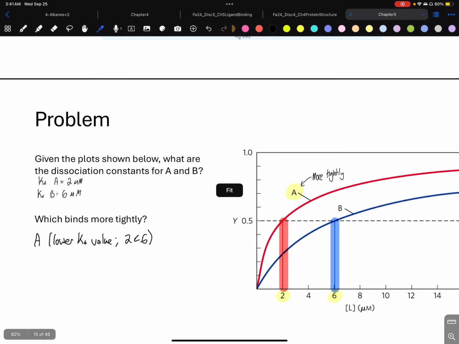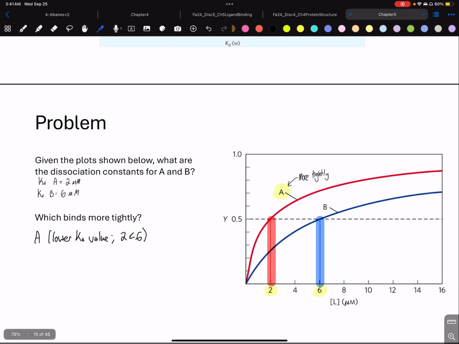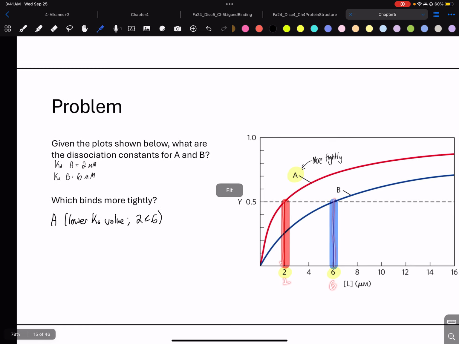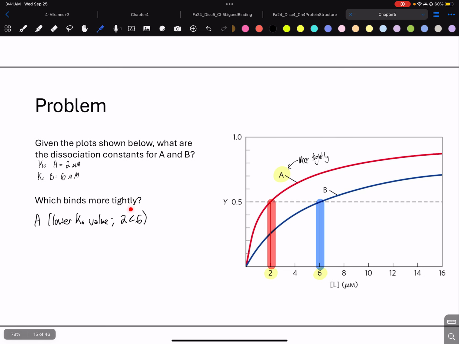All right, and then for an example, we were given this graph and then we were to read it. So we had to figure out what the dissociation constants are for A and B, and then we know that is Kd when the concentration of L is equal. So that's going to be at 0.5. We can just draw a line and then find out where our curves hit that line. Here for A, it's 2, and then here for B, it's 6. Now we know that if it binds more tightly, we're going to have a lower Kd value and a higher affinity. So the compound A is going to bind more tightly because it has a Kd value of 2.